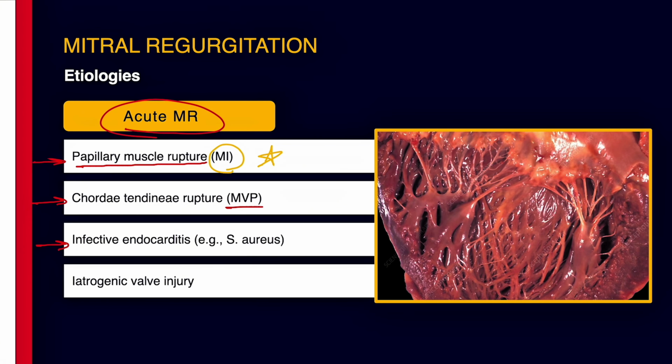An iatrogenic injury, for example, during a cardiac surgery or catheter-based procedures. These patients often present with shock, pulmonary edema, hypotension, and it's a surgical emergency. To summarize for you, chronic primary MR: valve abnormality, mitral valve prolapse, rheumatic heart disease, endocarditis. Chronic secondary MR: ventricular dilation pulling the valve apart. Acute MR: sudden structural damage, papillary muscle or chordal rupture, or endocarditis.